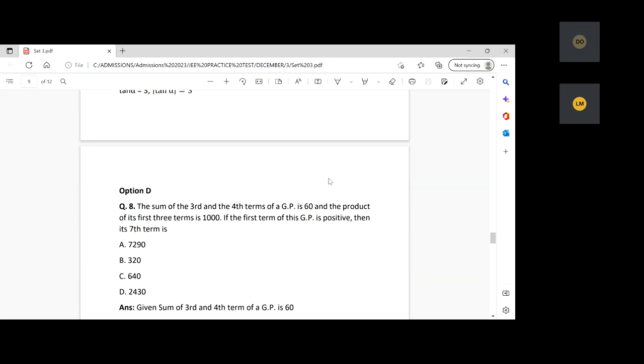Okay, you can just start solving it now, and then we'll start our discussion. Remember all the formulas of GP that you have studied, the first term, the nth term, and all, and then start doing it.